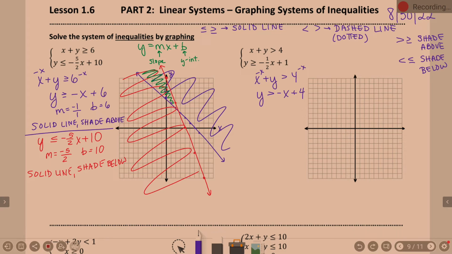Okay, did you guys graph this? You know it. Slope of -1 over 1, y-intercept of 4. I feel like I made these two problems too similar. Oh well. Down 1 over 1.